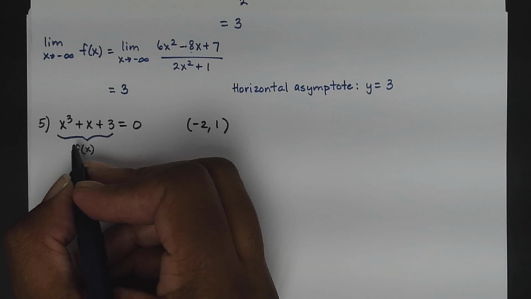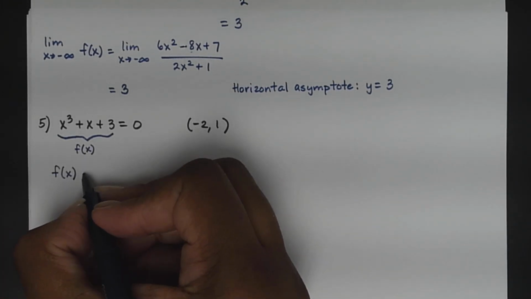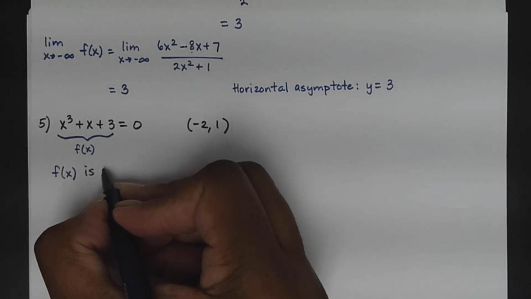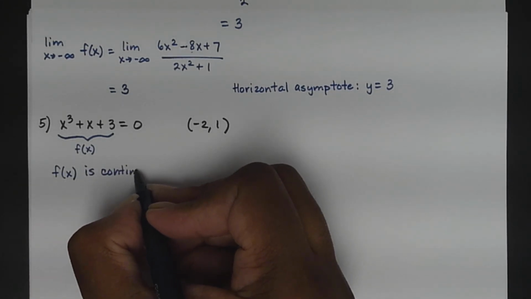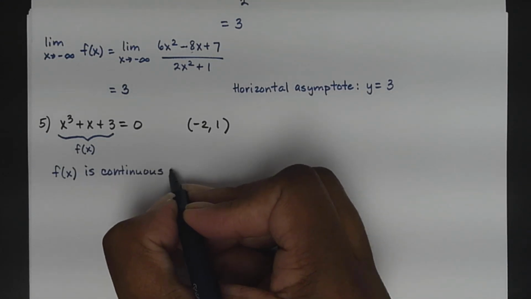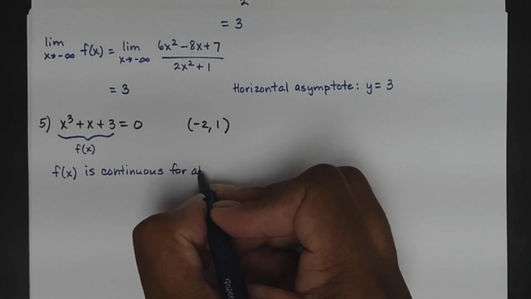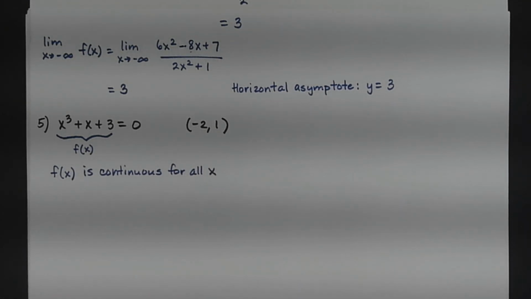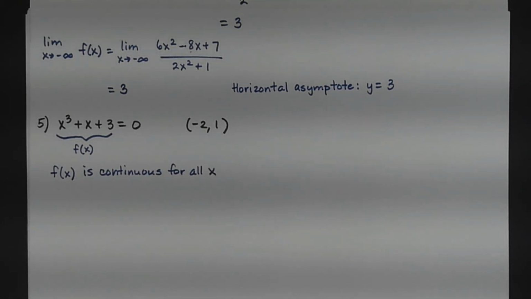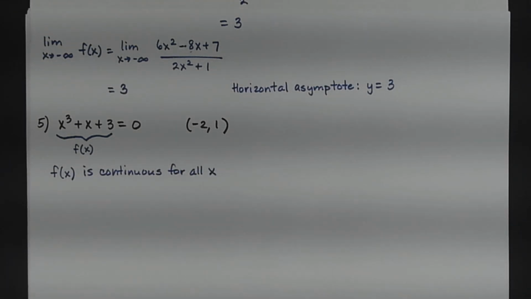Well, it's a polynomial function, so that tells me it's continuous everywhere. So f of x is continuous, because any x value that you assign to it, you will always get a value for f of x. So for all x, your function f of x is continuous. Now we need to verify that there is a 0 between negative 2 and 1.